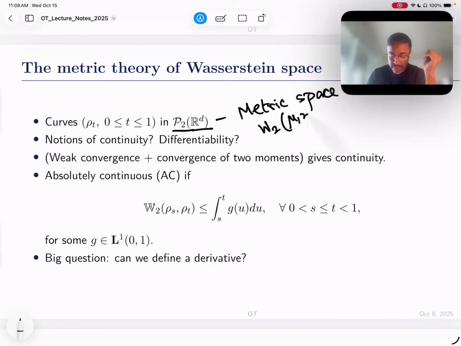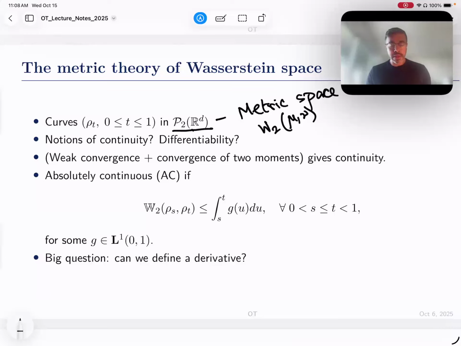Between any two probability measures, I have a metric, which is my Wasserstein 2 distance between these two probability measures. That's my metric.